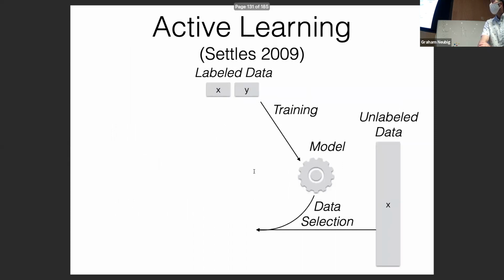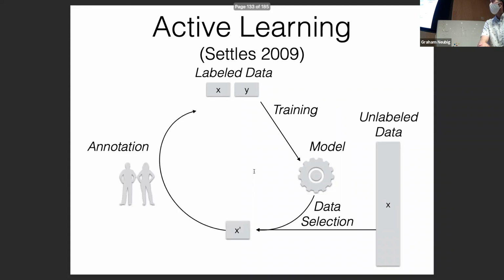We have unlabeled data. From this unlabeled data, we do some selection of data, we annotate it, and we add it to our training data and go in the circle like this. The idea is that once you have an initial model, you can do much better at selecting data that would be useful for training the system than if you didn't have the model a priori.